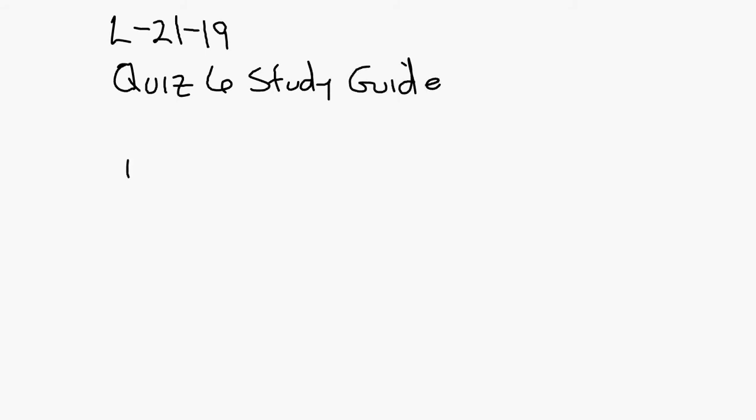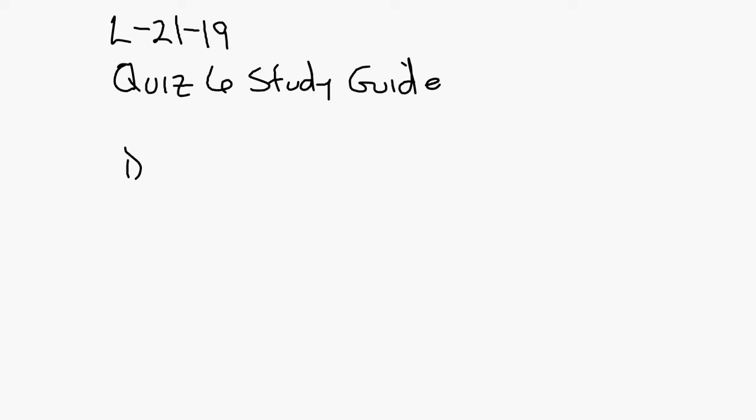Alright, this is quiz 6, study guide. Number 1. Find the value of each variable, round to the nearest tenth.